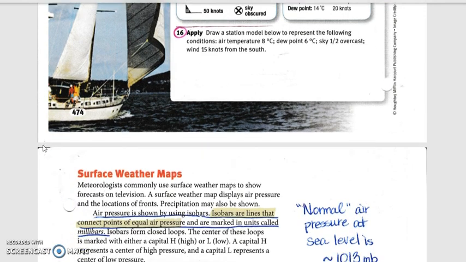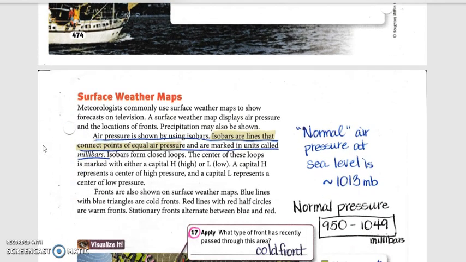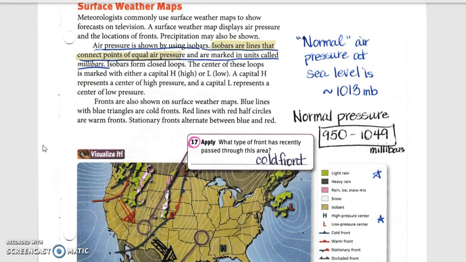All right, we're going to move along to page, let's see, this is 475, it looks like. Okay, 475, surface weather maps. First of all, you need to know that air pressure is shown on a weather map by something called isobars. Isobars are lines that connect points of equal air pressure and are marked in units called millibars.